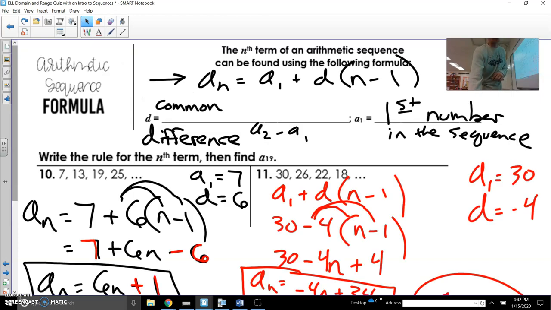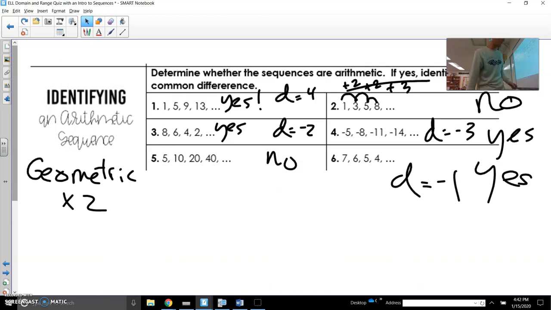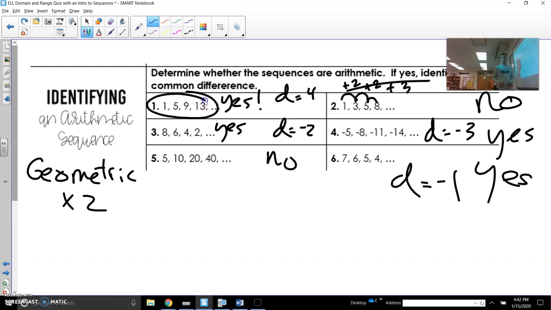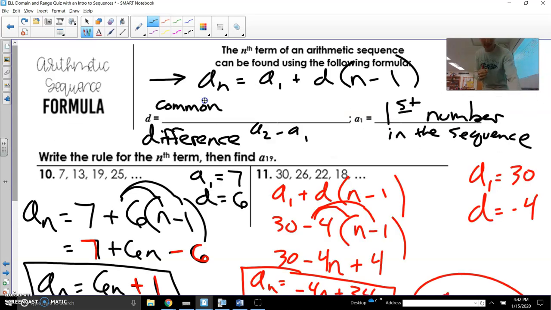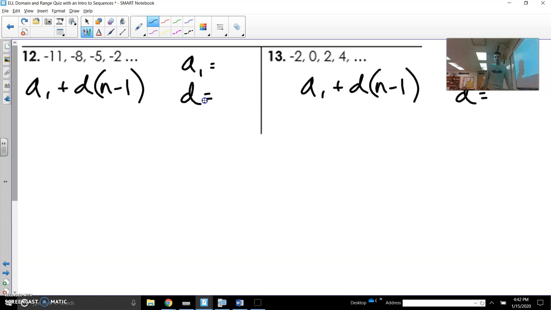Arithmetic sequences are basically sequences that have a common difference in them. For example, 1, 5, 9, 13, they're all adding 4. That's what makes it have a common difference, or what makes it arithmetic. But if it ever breaks that pattern, like plus 2, plus 2, plus 3, that's not arithmetic. It needs to be more consistent in adding or subtracting that same value over and over. So let's jump into some problems that I assigned.